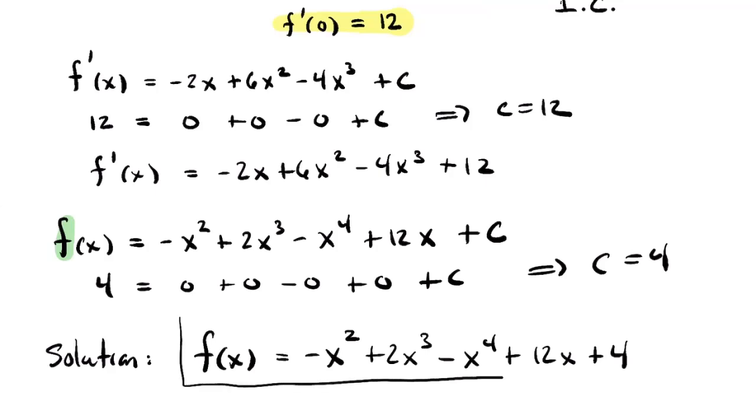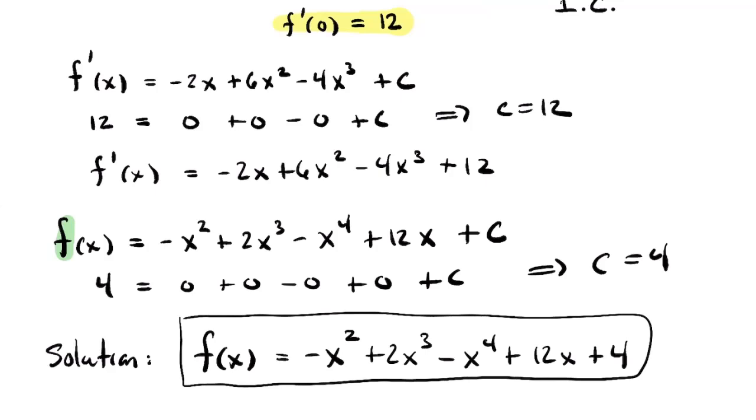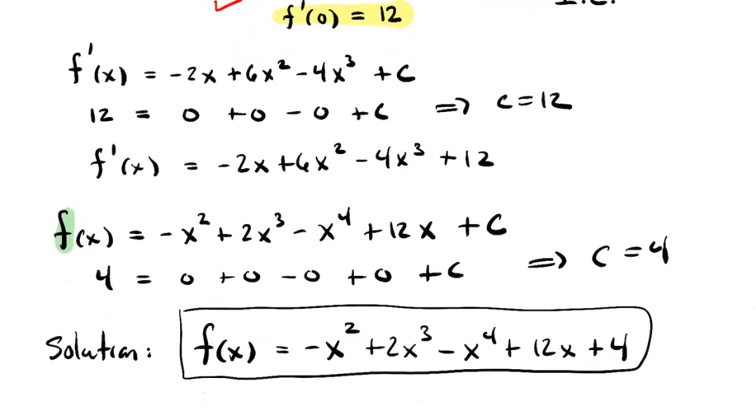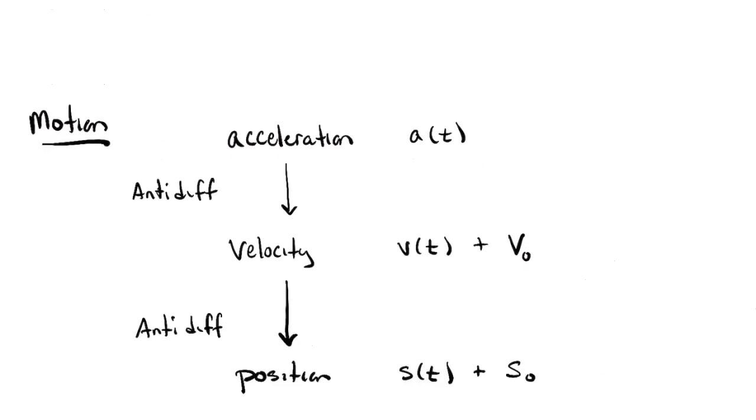So once again, I would strongly encourage you to check that that function that I just boxed right there has second derivative equal to that quadratic polynomial. Check that when you plug 0 into it, you get 4, and when you plug 0 into its derivative, you get 12. Okay, so we're solving differential equations by anti-differentiation.